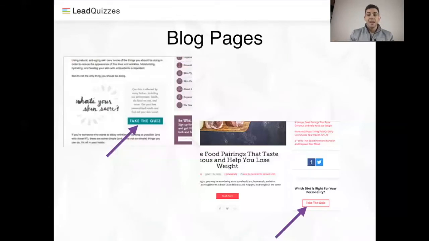Next, you could put it as a sidebar in your blog posts or in your blog pages and actually embed it in your blog posts. Those are 2 great areas to put it as well because blogs get a lot of traffic, and if you can match a quiz with your blog content, that's really powerful.